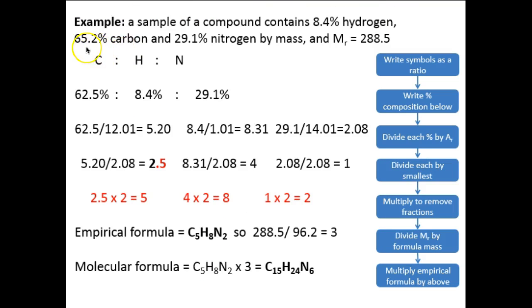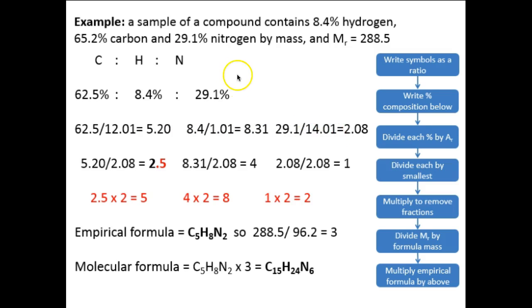Okay, here's another example. They give us the percentage of carbon, nitrogen, and hydrogen, as well as the molar mass. So what we do is, first step, we're going to go to moles. So you take the 62.5 grams of carbon, convert it to moles, you get 5.20. 8.4 grams of hydrogen, convert it to moles, and the same thing for nitrogen.